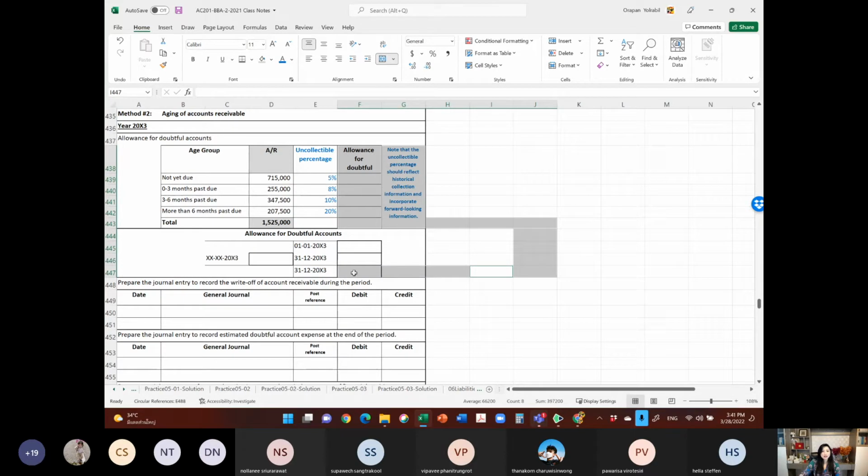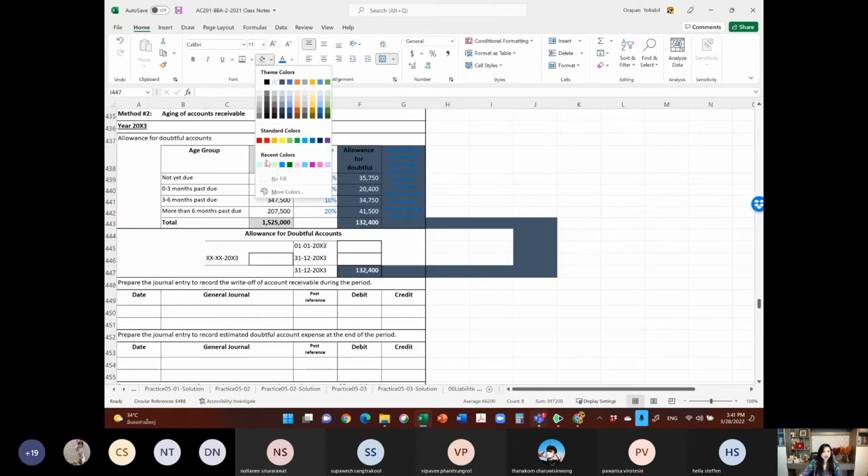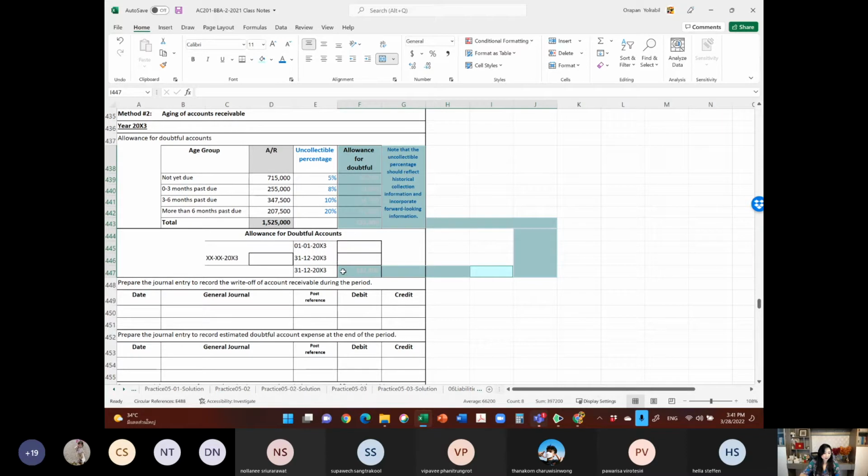So how much is the ending balance of the allowance? Can anyone help me identify this number, please? How much is it for the ending balance of the allowance? 132,400. Okay, so it's going to be 132,400. Now, do we have any beginning balance carried forward from the prior year? Do we have any beginning balance?